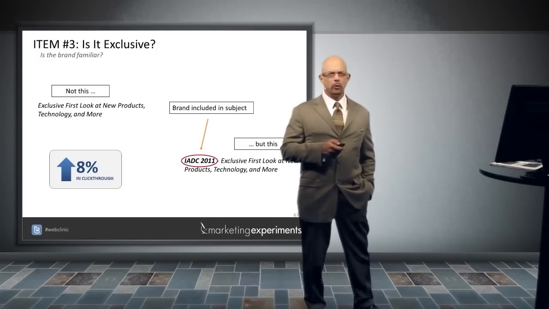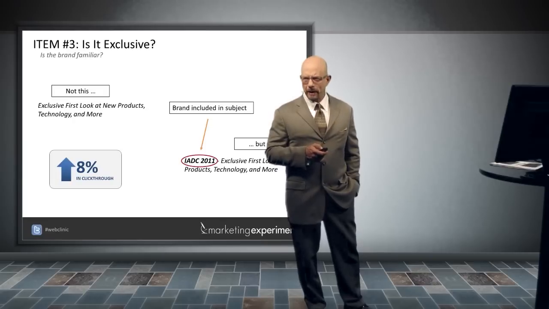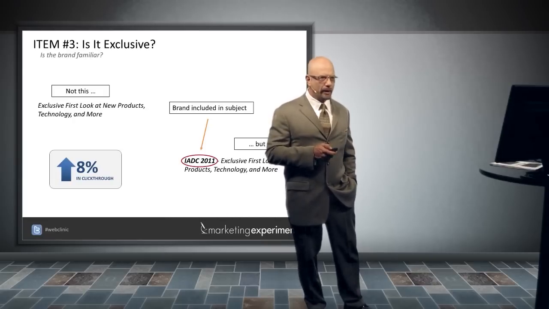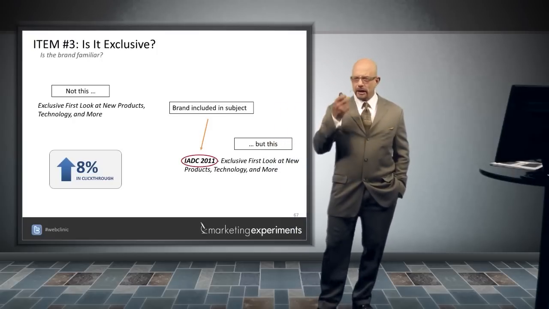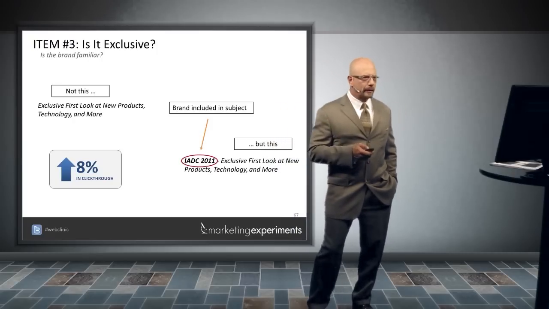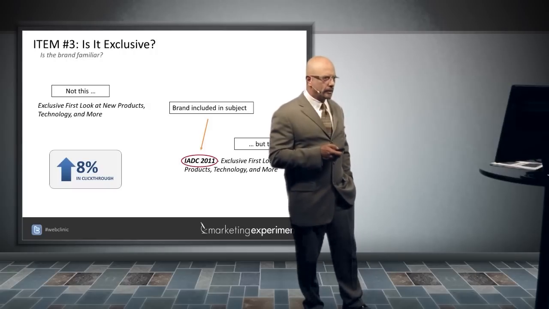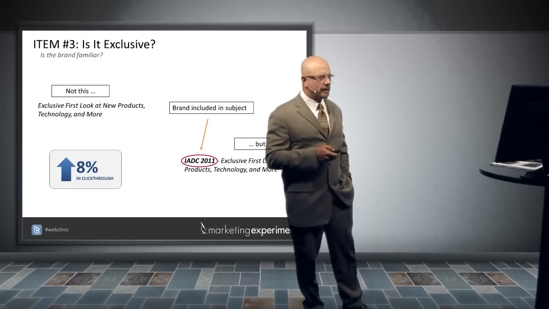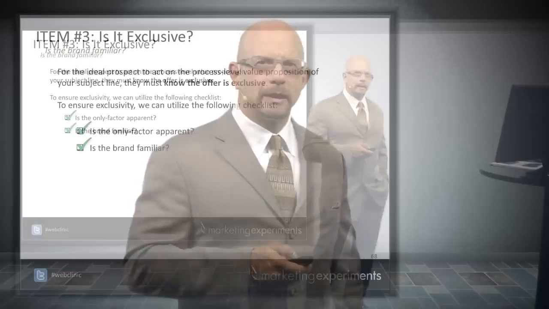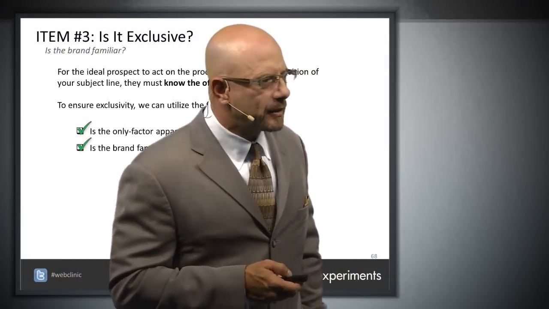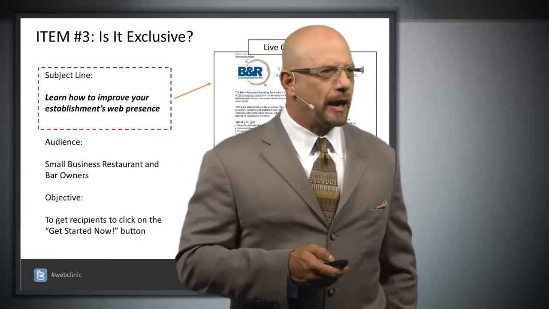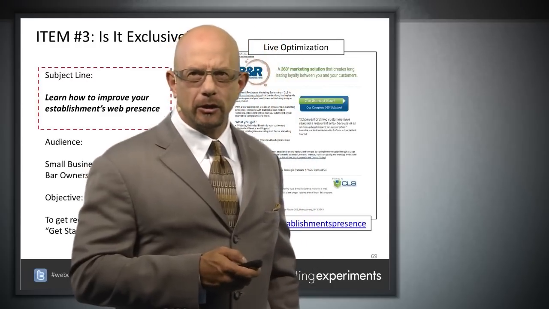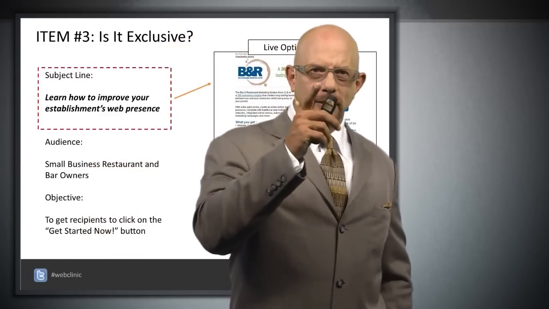Secondly, 8% can be really significant with the right campaign and could translate into far more money if the list is the right size or the product that's being eventually purchased is right. It could be far more impactful than a 300% conversion rate with something that doesn't have the same upside. Let's look again. We've said: is the only factor apparent, and is the brand familiar? Let's look at an example. I think Mike submitted the page you're going to see. It's an email and it's a subject line.